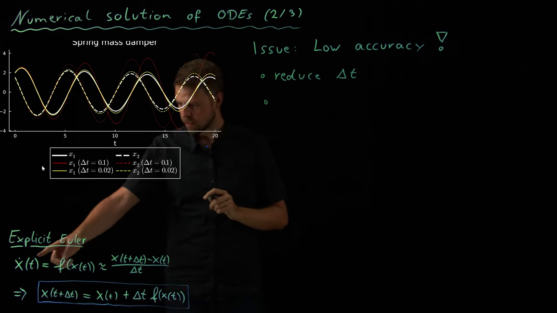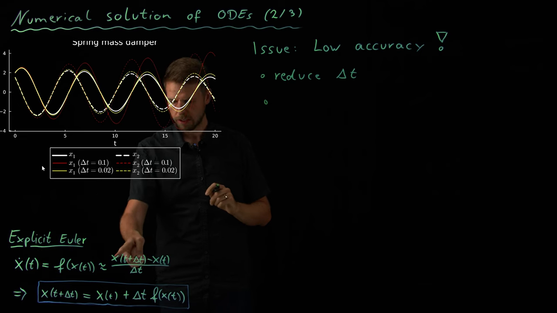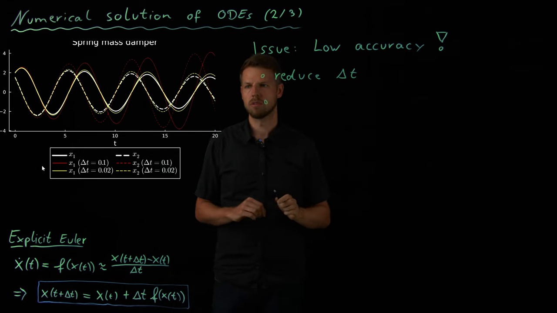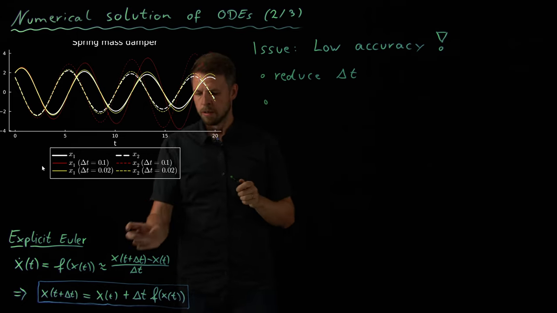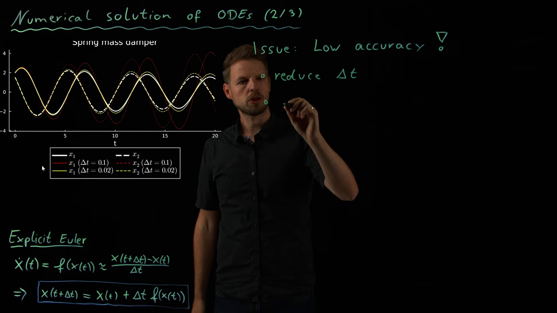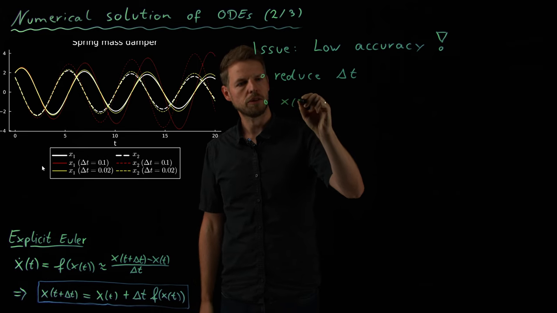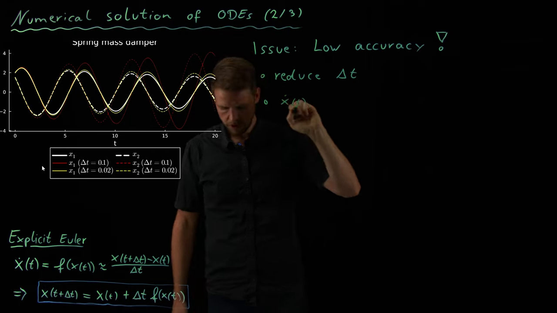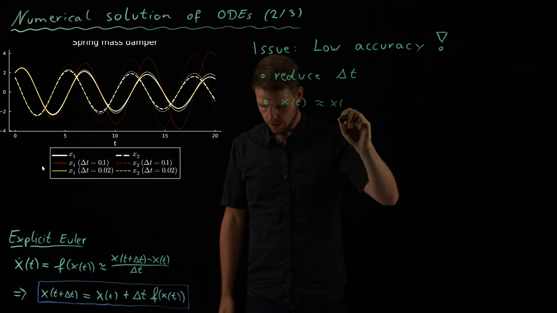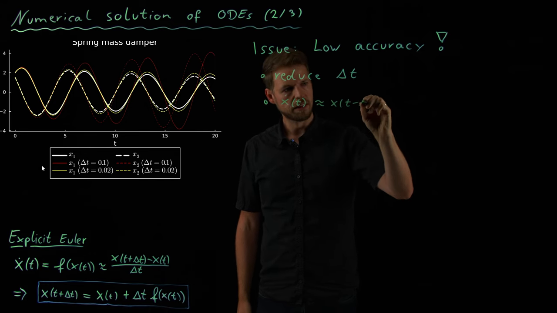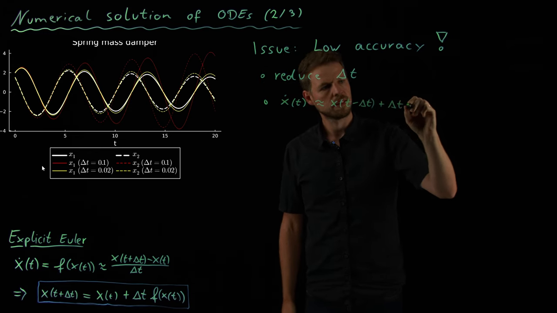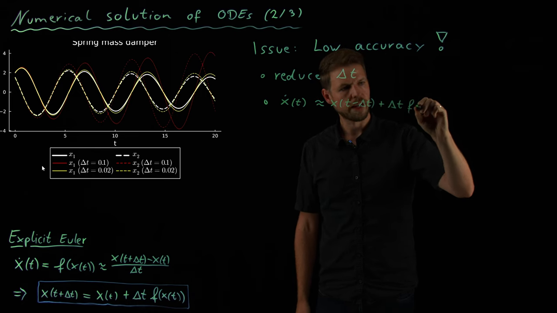Okay, and so if you look at this, I said the x dot is approximately x of t plus delta t minus x of t over delta t. Okay, so I have this finite difference approximation, but nobody told me that this has to be t plus delta t and t. Right, so a very natural choice might be to say x dot of t, the time derivative, is approximately x of t minus x of t minus delta t, over delta t, equals f of x of t.